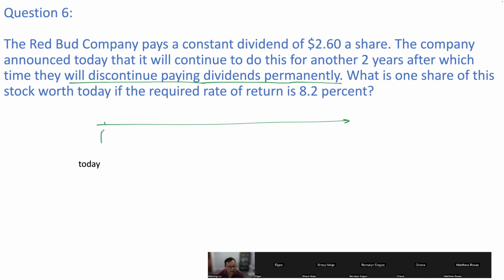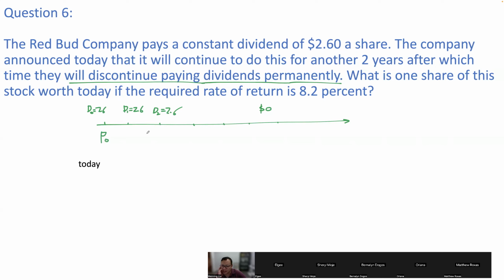So here is P0 today, okay? And they just pay the dividend 2.6, D0 equals 2.6. And they're going to do it another 2 years. So D1 is 2.6 and D2 is 2.6. What about D3? After that, they will stop paying, so this is all 0. Okay. So now this calculation is pretty simple, right?